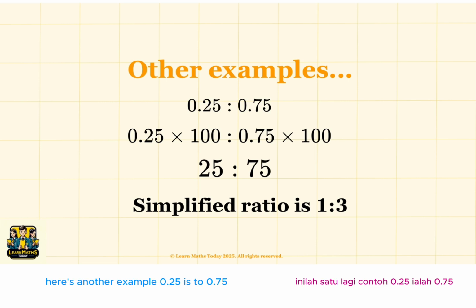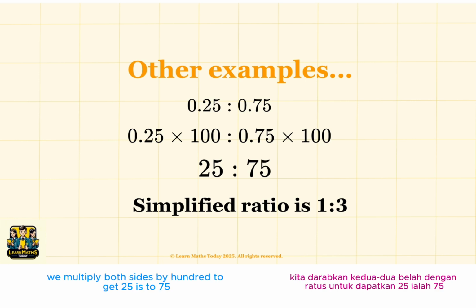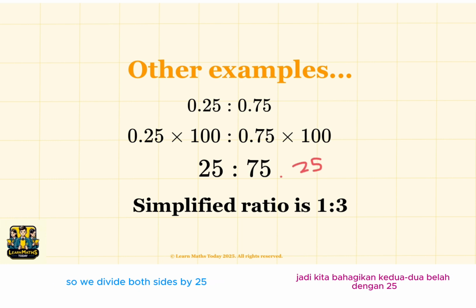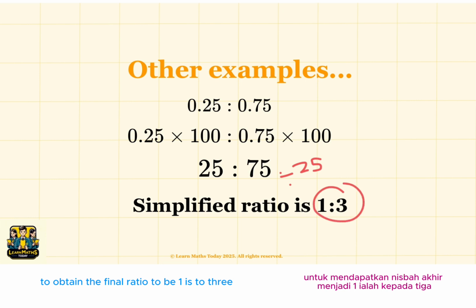Here's another example. 0.25 is to 0.75. To remove the decimal, we multiply both sides by 100 to get 25:75. The highest common factor of both of them is then 25, so we divide both sides by 25 to obtain the final ratio to be 1:3.